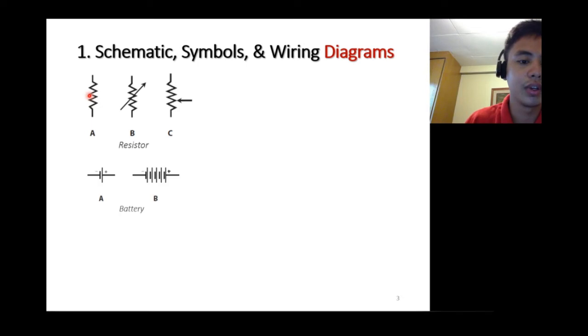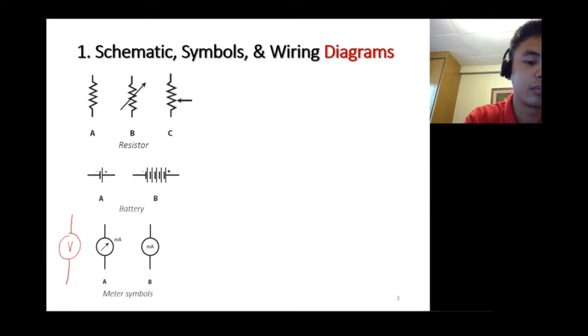Then we also have batteries, or a voltage source, which can be represented by this one, a single cell or a multi-cell battery. Then we have meter symbols. Other than this, we also have current meter and voltmeter, and sometimes it depends on the meter. For example, for a voltmeter, we simply write V. If it's a current meter, we write A, for ammeter. These are the typical meter symbols that we're going to use.